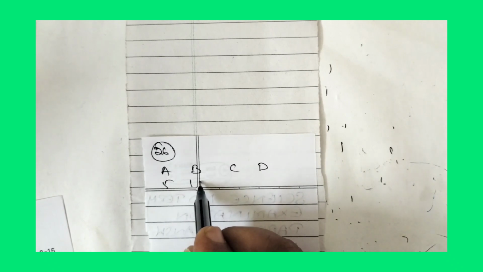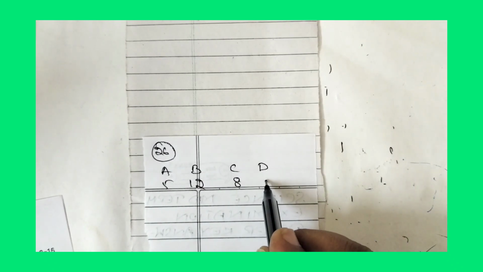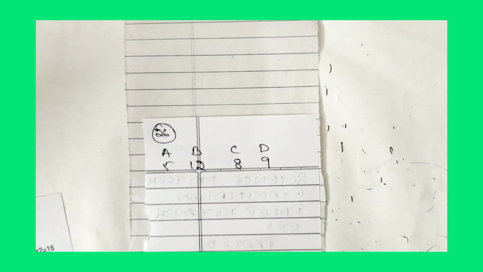pH of A is 5, pH of B 12, pH of C 8, pH of D is 9. Okay, first question. Arrange them in the increasing order of their hydroxyl ion.